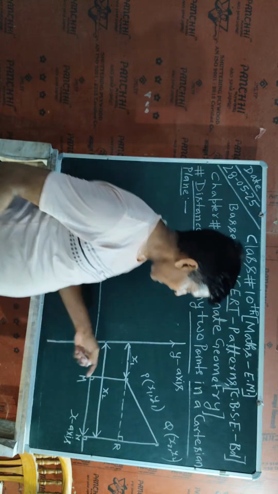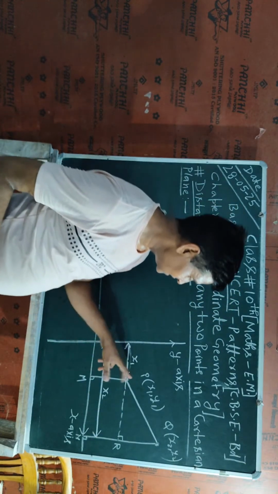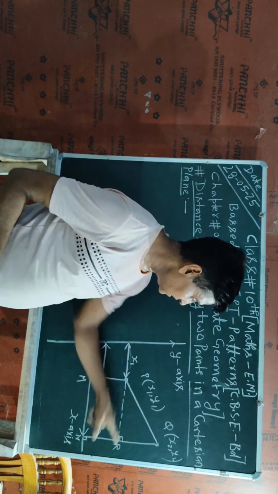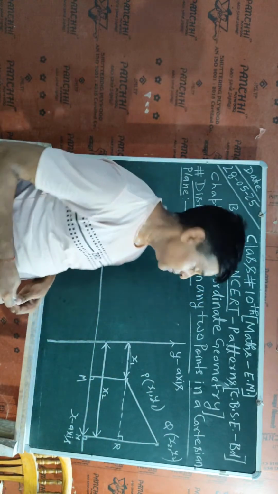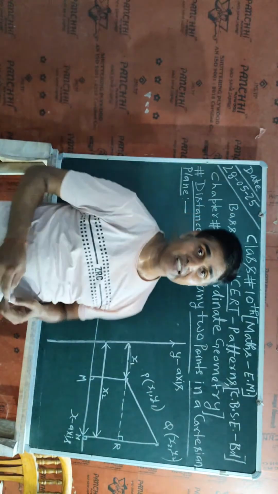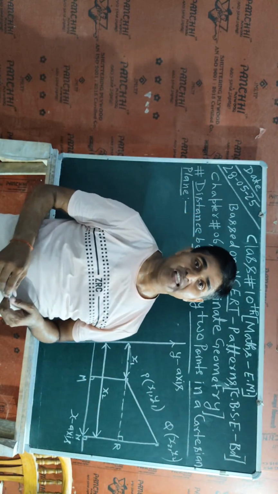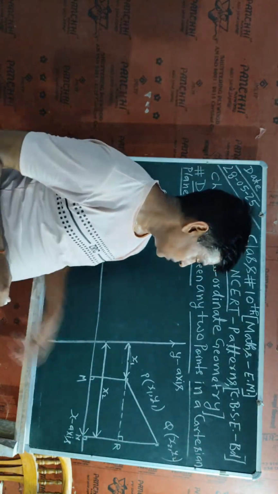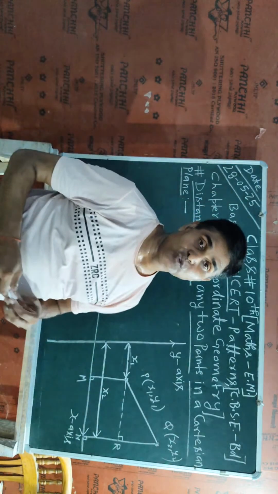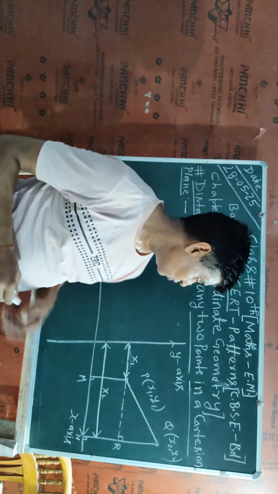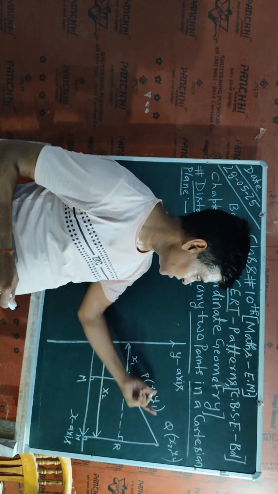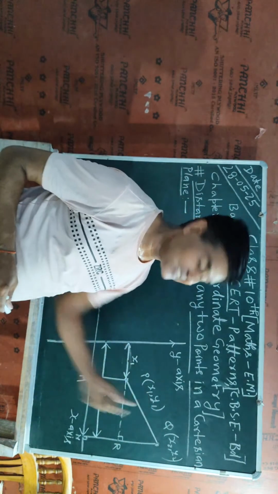So here, you concentrate on the points P, R, Q, which form a right angle triangle. It means that one angle is 90 degrees. So in the right angle triangle I will use the concept of the Pythagoras theorem, and with the help of the Pythagoras theorem I will calculate its length.